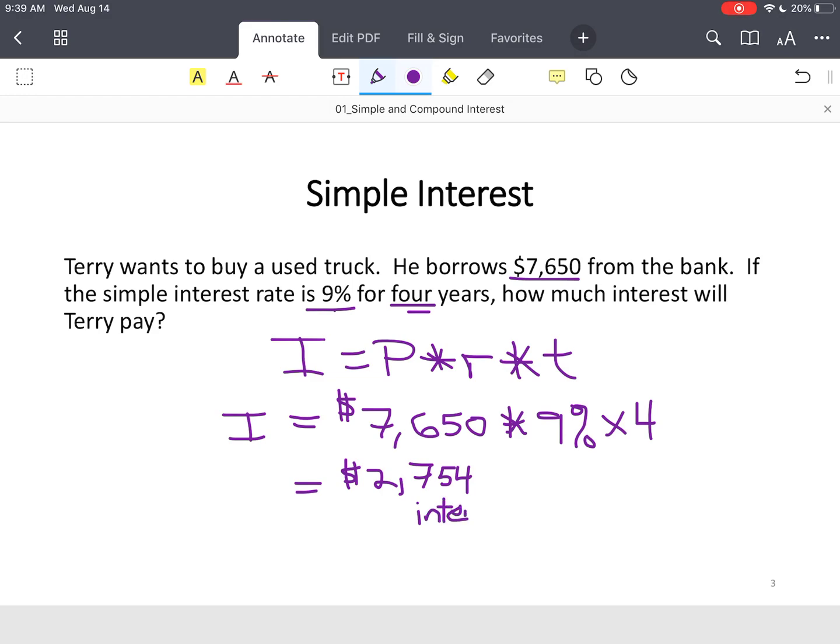Now that's not the total amount repaid, that's just the interest portion. The total amount repaid, if he goes all 4 years, is the $7,650 plus the $2,754 in interest. But make sure you read the questions correctly.